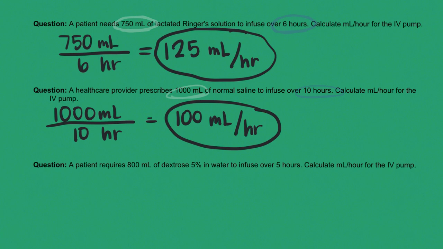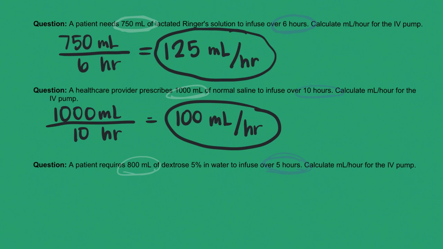A patient requires 800 milliliters of dextrose 5% in water to infuse over 5 hours. Calculate the milliliters per hour for the IV pump. All right, key pieces of information: volume, time. Again, don't let that 5% confuse you. It's over 5 hours.